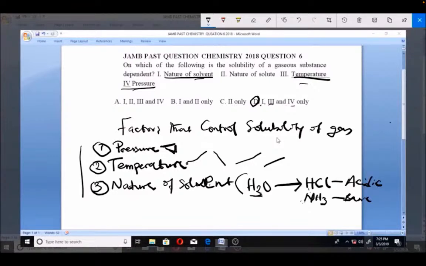So provided you already have a solute, in this case the gas, solubility will now depend on these three other things: nature of solvent, temperature, and pressure. So the right option is D.